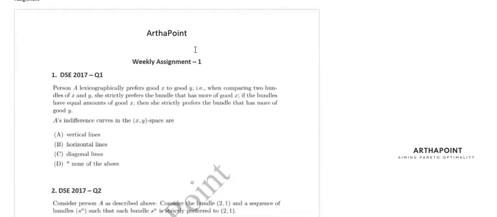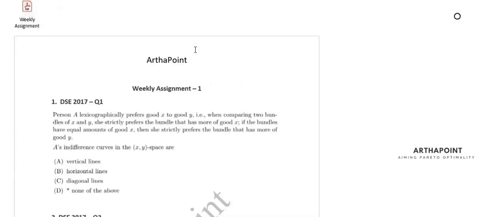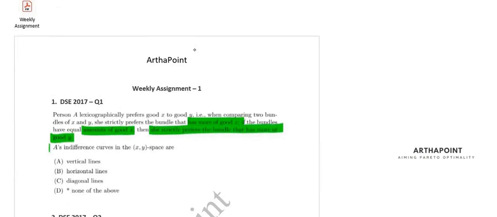It says person A lexicographically prefers good X to good Y. That is, when comparing two bundles of X and Y, she strictly prefers the bundle that has more of good X. If they have equal amount of X, then she strictly prefers the bundle that has more of good Y. Then A's indifference curves are.